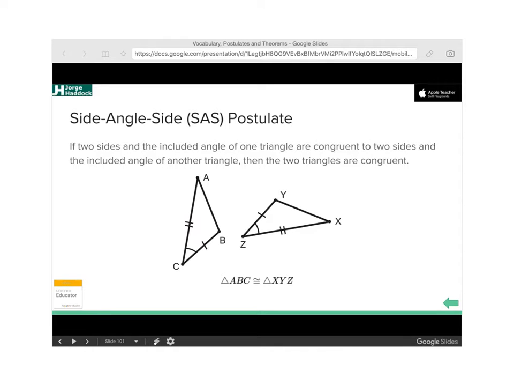So what's the included angle, right? So AC and CB, this angle C is the included angle. It's the one that is formed between those two sides, right?